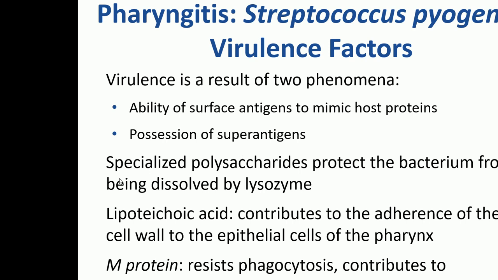Then they have lipoteichoic acid that contributes to the adherence of the cell wall to the epithelial cells of the pharynx. So this lipoteichoic acid, which is in the cell wall of the bacteria, helps in the adherence of the bacteria to the epithelial cells of the pharynx. Then they have M proteins which can resist phagocytosis. We studied in chapter number 12 what phagocytosis is. And then they have a hyaluronic acid capsule, which also contributes to the adhesiveness.